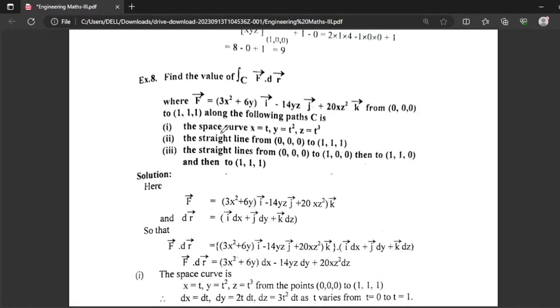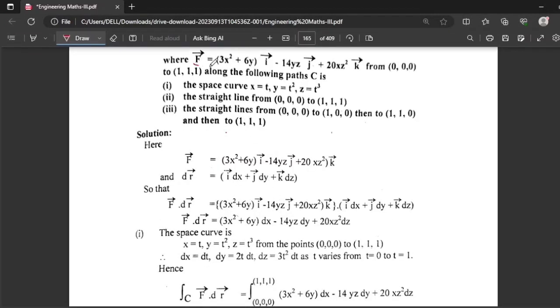Space curve means 3D curve, that is given by the parametric equations x equals t, y equals t², and z equals t³. Second one is the straight line from 0 0 0 to 1 1 1, and third is the straight line from 0 0 0 to 1 comma 0 comma 0, and then to 1 1 0, and finally to 1 1 1.